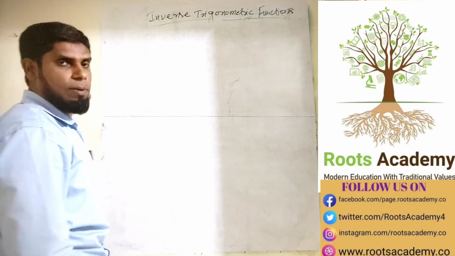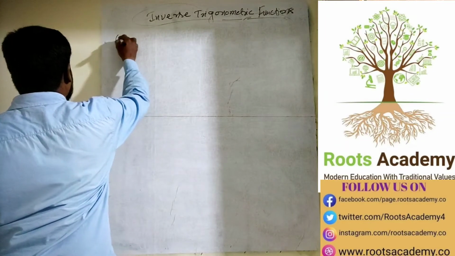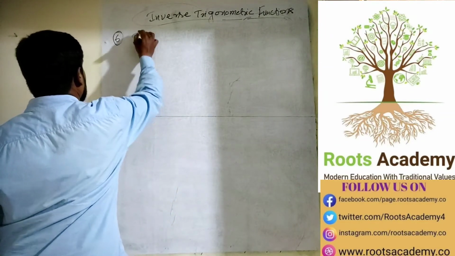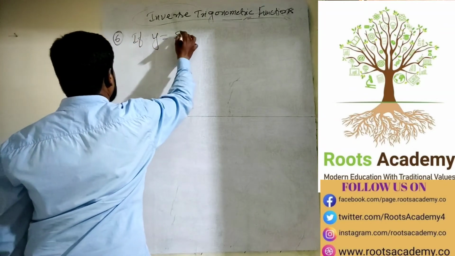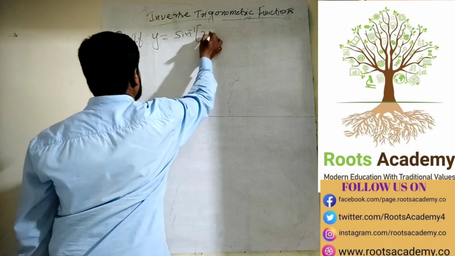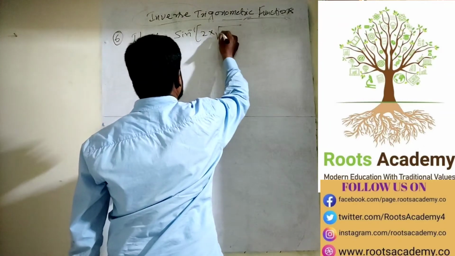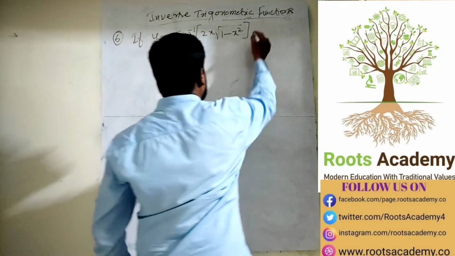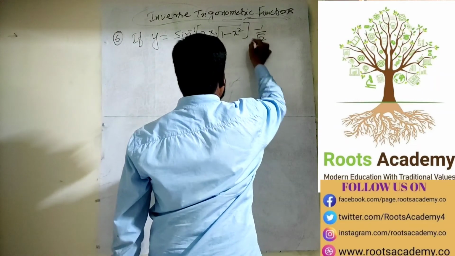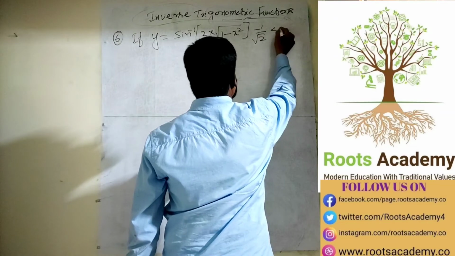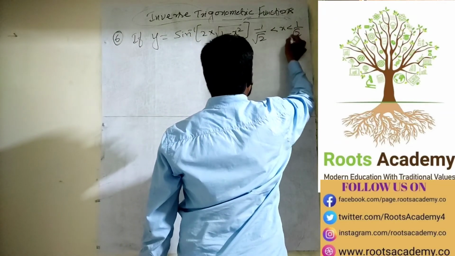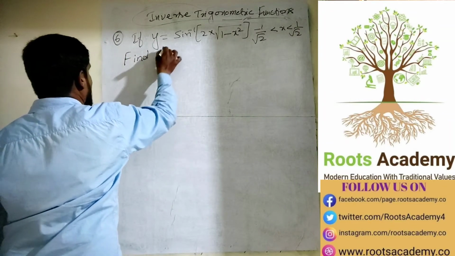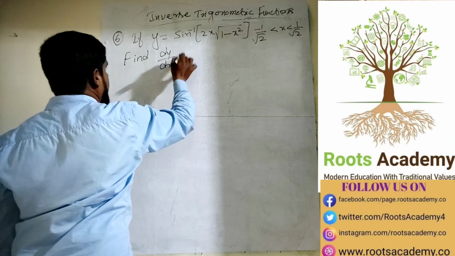Let us go to the next problem. If y is equal to sine inverse of 2x into root of (1 minus x square), where the value of x is between minus 1 by root 2 to 1 by root 2, find dy by dx.